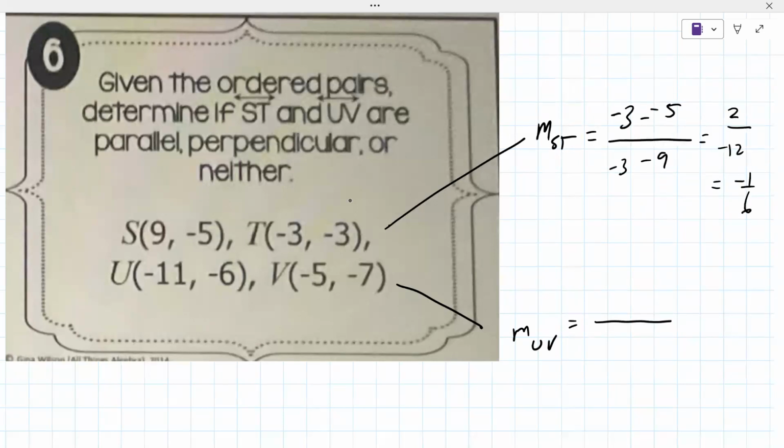I got 1/11. Let me just double check you here. -7 minus a -6, -5 minus a -11. So it is a double negative in both cases, so it might help to write that double negative as a plus. So I end up getting -1/6.